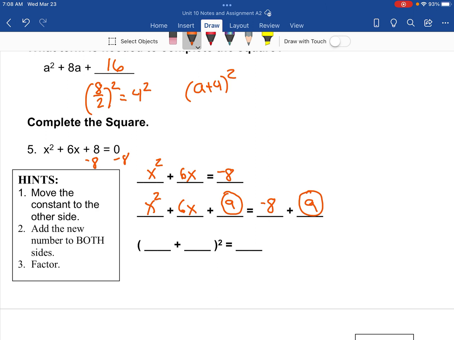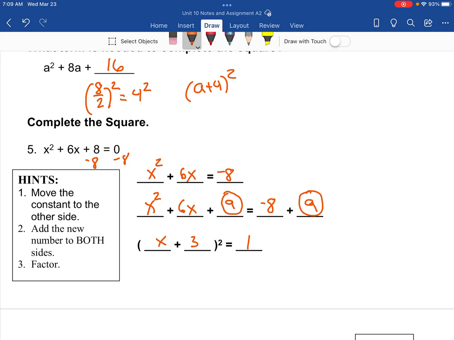Okay. So then, finally, we need to factor the left side. Well, it's a perfect square, so write it as a perfect square, (x + 3) squared, and then simplify the right, -8 and 9 is a positive 1. We get (x + 3) quantity squared equals 1. Okay, I wrote it as a perfect square trinomial.